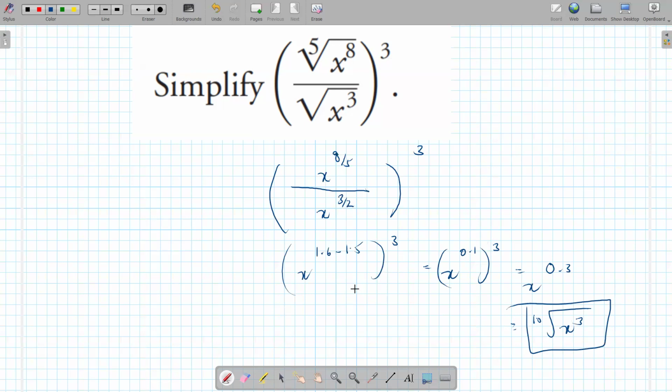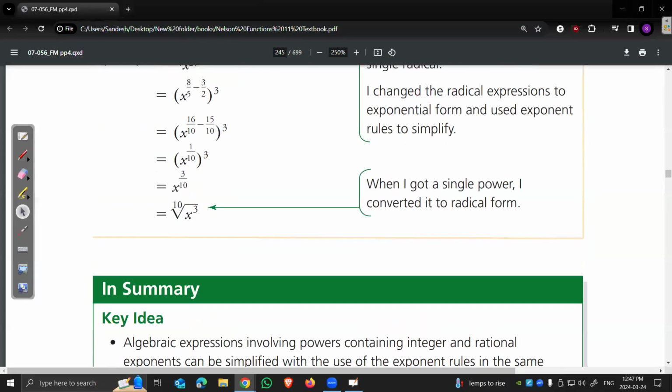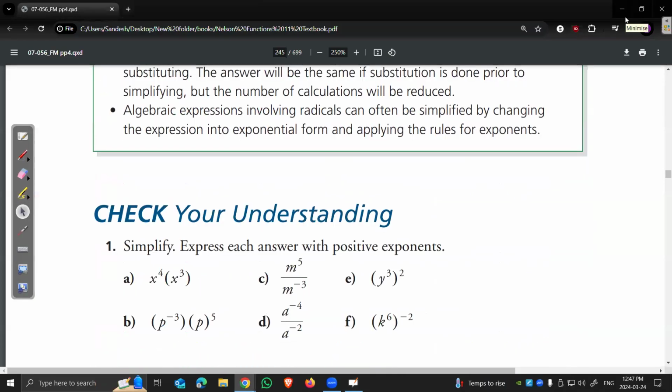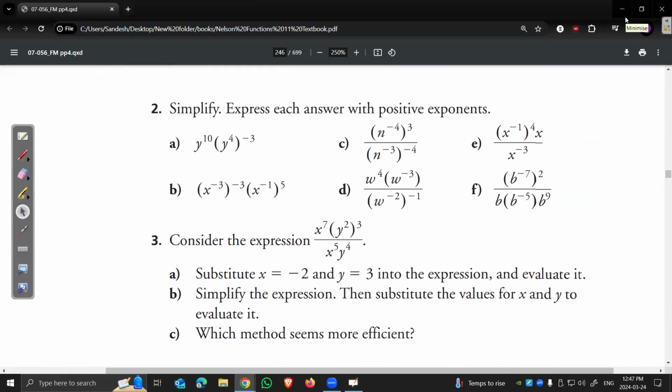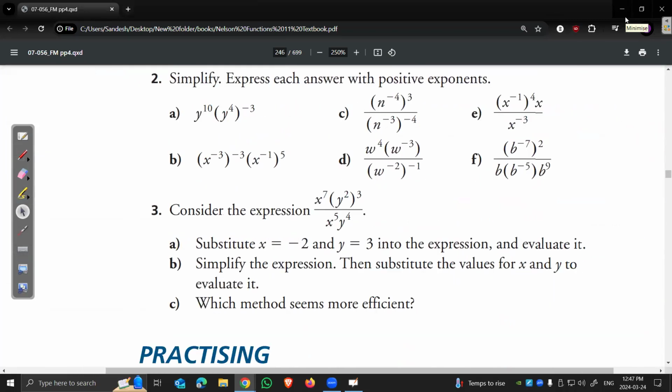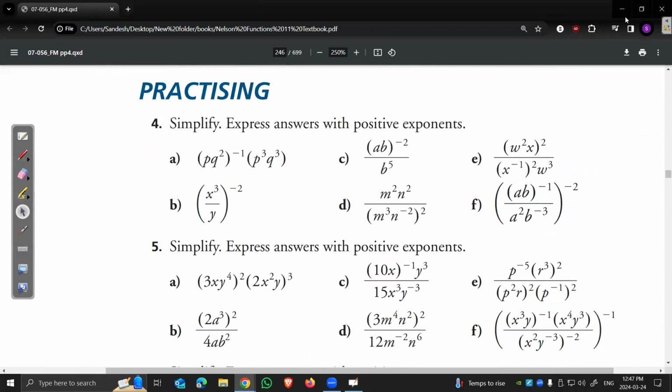Did that make sense? It's honestly the same thing. If you can do one, you can kind of do them all.